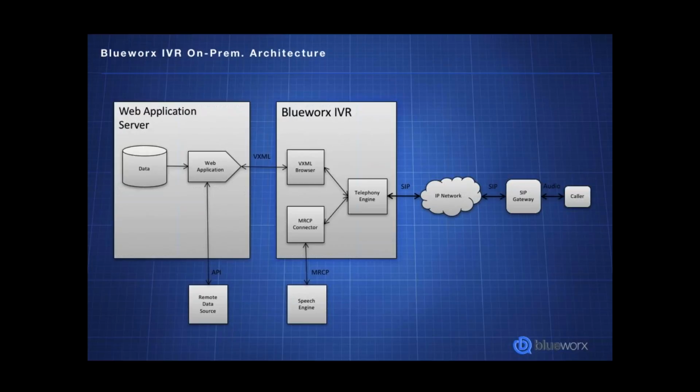An application server can request data from a remote source or local data, generate the VoiceXML, and send it back to the voice browser, at which point it will connect to a speech engine using MRCP. The speech engine will generate the text-to-speech, could also provide speech recognition, and then provide the audio segments to the telephony engine to play to the caller. So this is typically what you'd use on-prem.